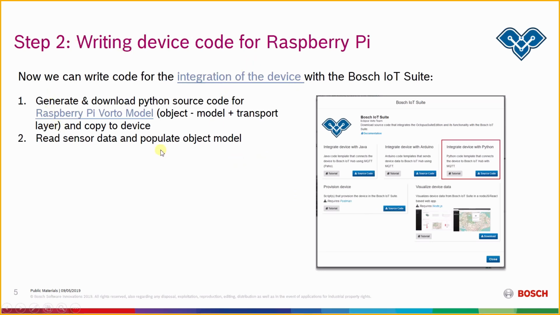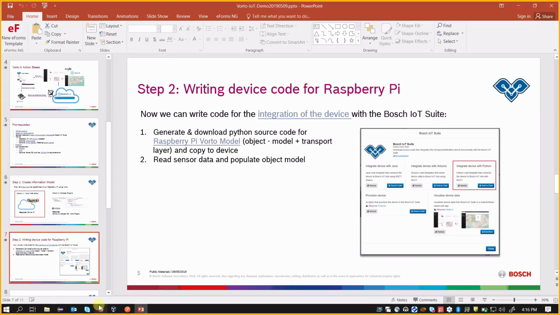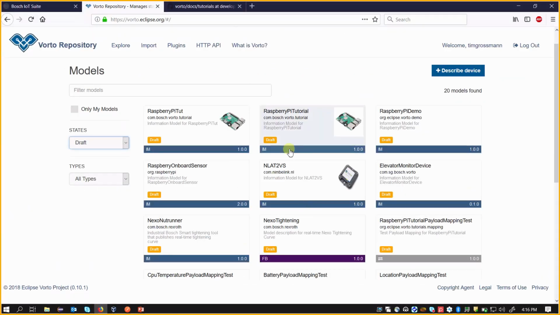So the steps to do that is to, again, go to the Vorto page of your specific device, click on the Bosch IoT Suite Generator, and then this window will pop up, and then we do integrate. So let me just show it to you in the repository.